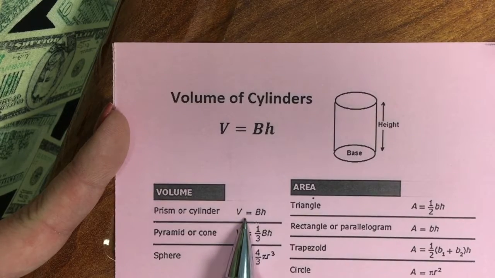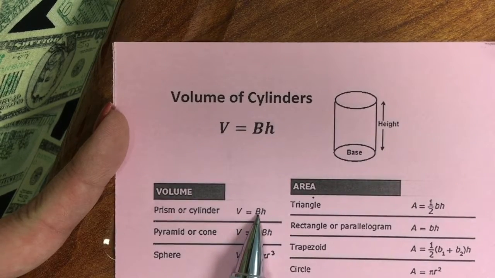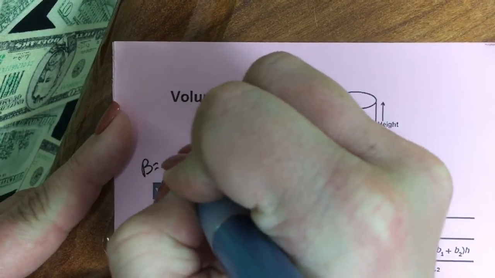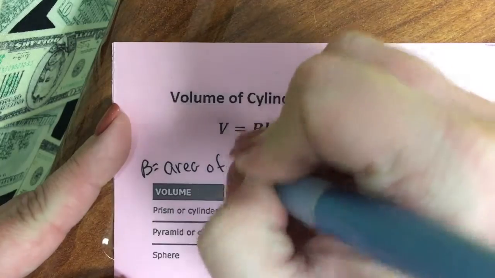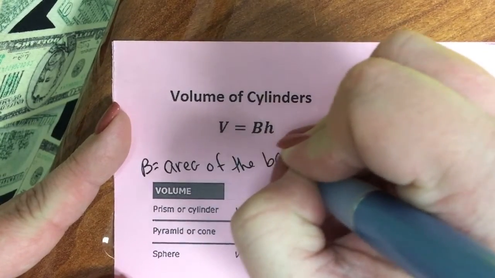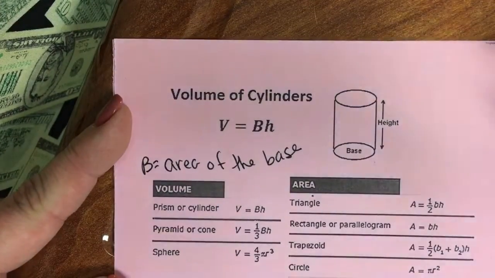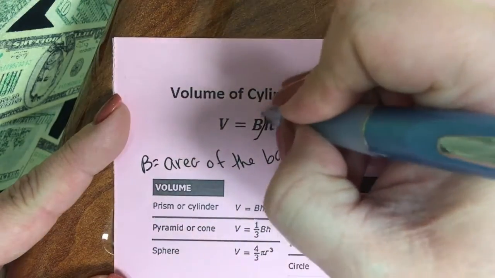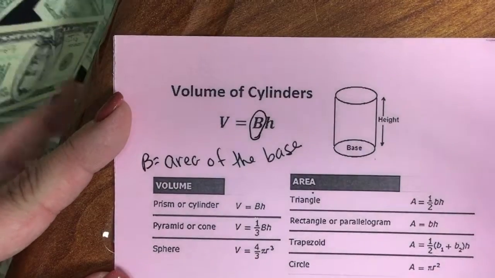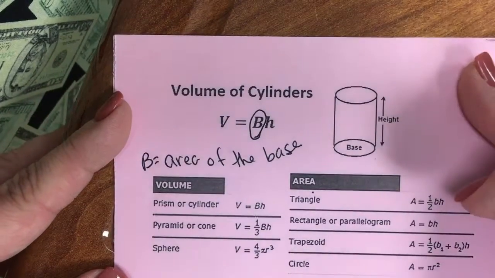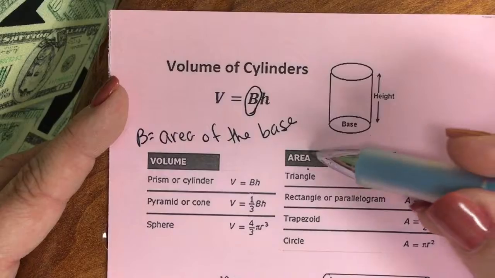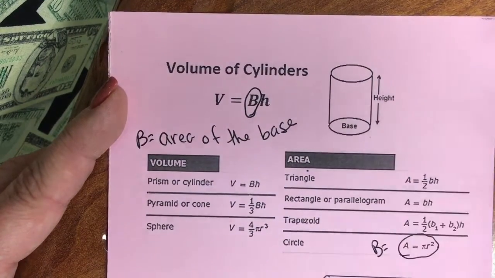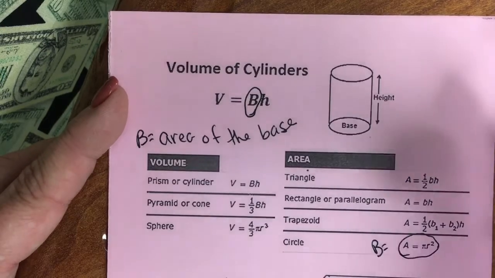Volume is equal to big B times H. So we have to know what big B means. And big B is the area of the base. All right, well, in a cylinder, the base is a circle. So we're going to put a circle around big B. We're going to replace big B with the area formula of a circle. So in your area section for circle, this is what big B equals, pi r squared.